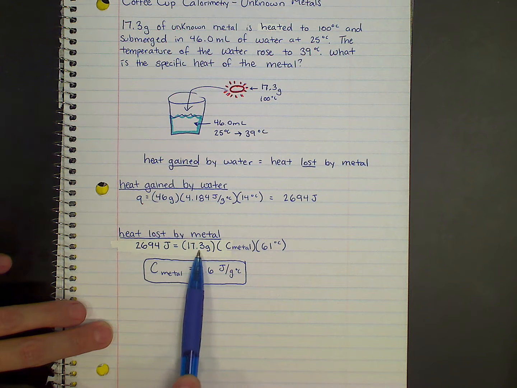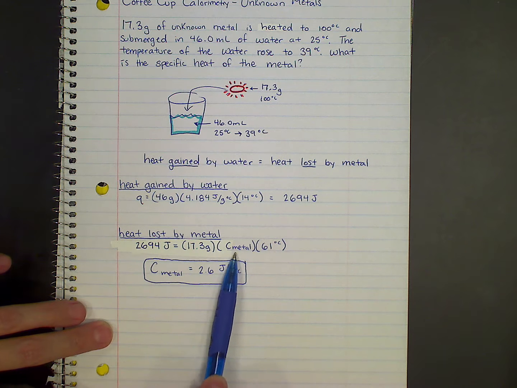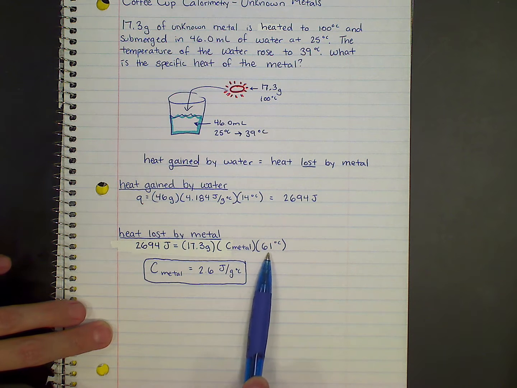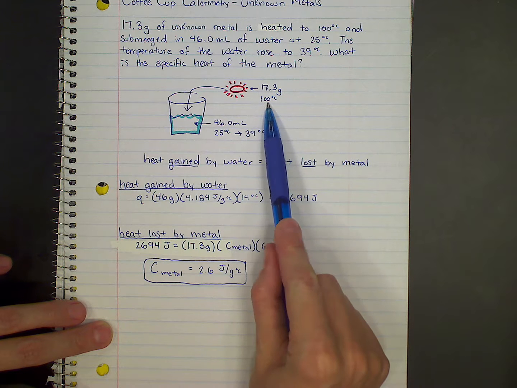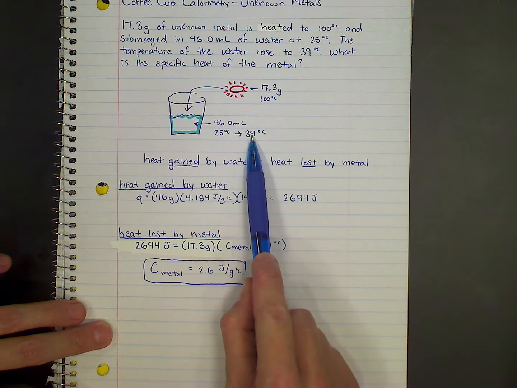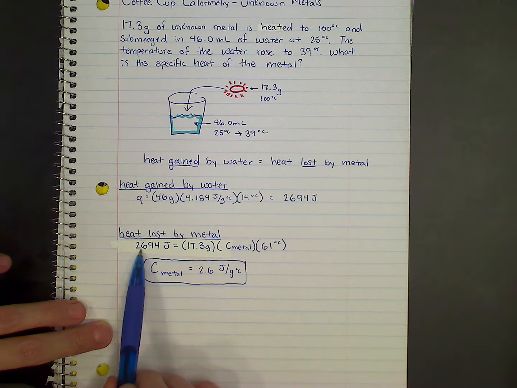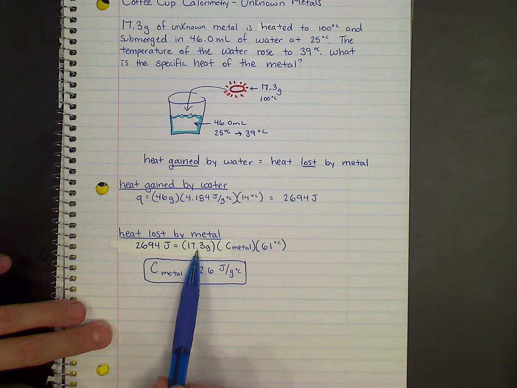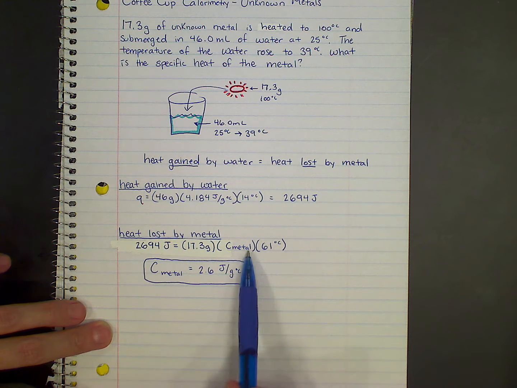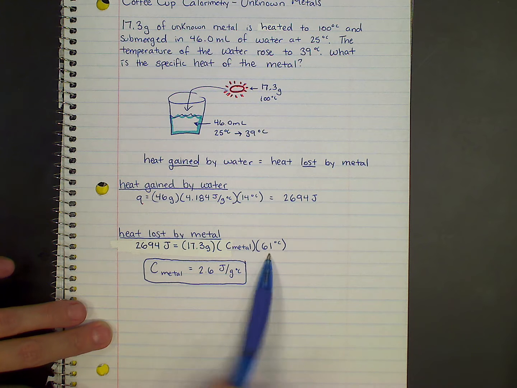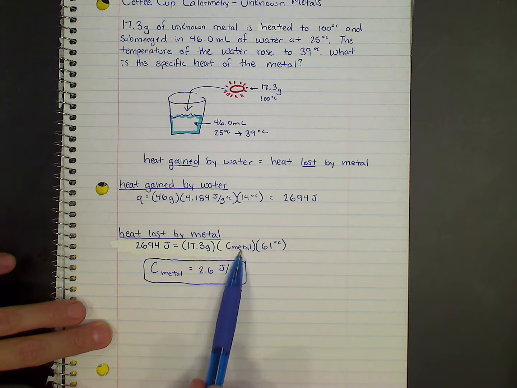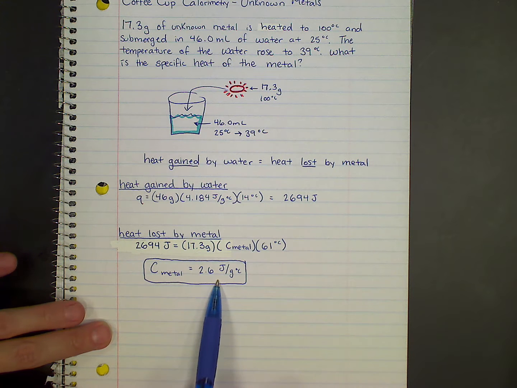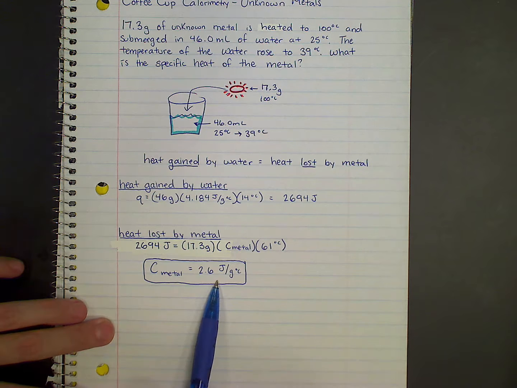That's equal to the mass of the metal times its specific heat and its change in temperature. And again, it started out at 100 degrees and dropped down to 39. So now we know the metal lost this much heat, it started out at this mass, and it lost this much in terms of temperature. And plugging all that in, we can figure out, basically by solving for x, what the specific heat of the metal is.